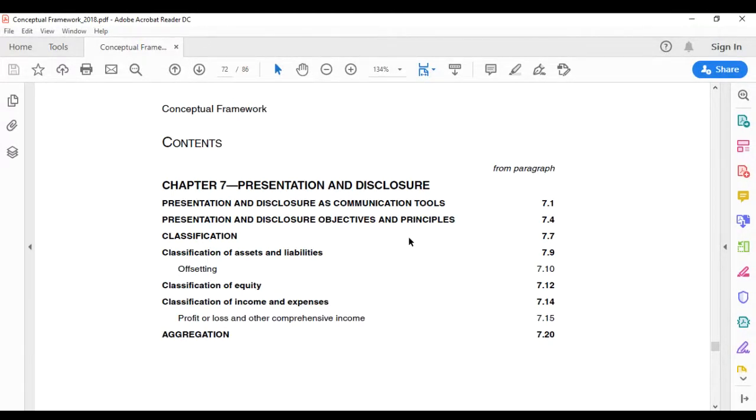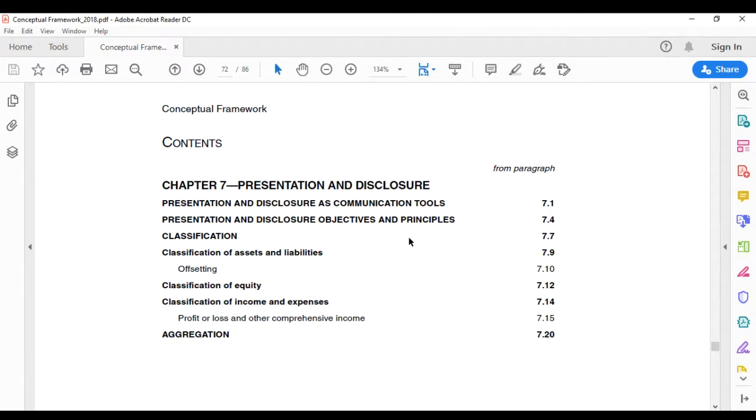Presentation and disclosure normally refers to your financial statements, but there is a small difference in emphasis about what is meant by presentation and disclosure. Presentation normally means how you present something on the face of your financial statements, right? And if I use the term the face of the financial statement, it means the main body of the statement, as opposed to the notes that accompany the statement, right?